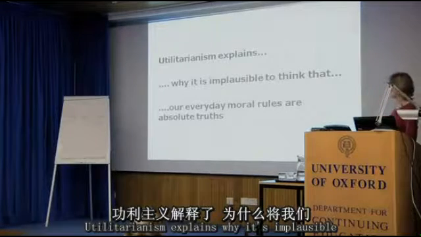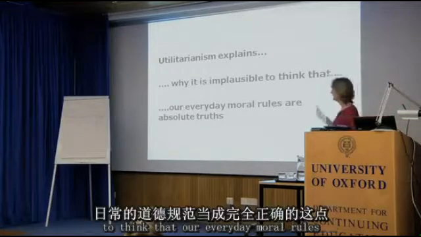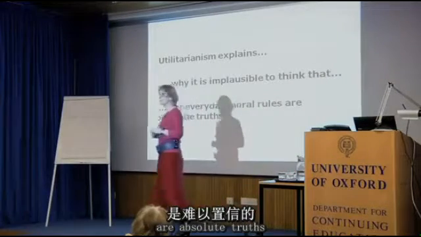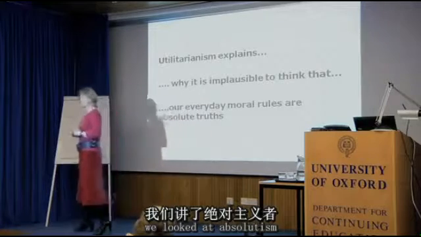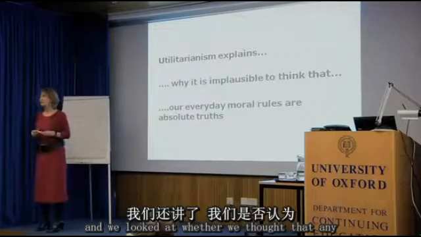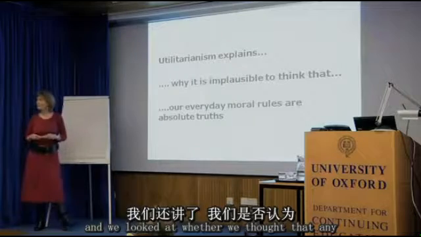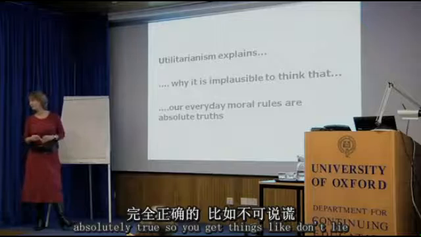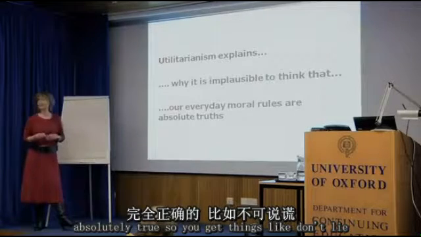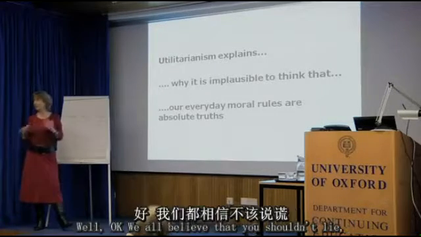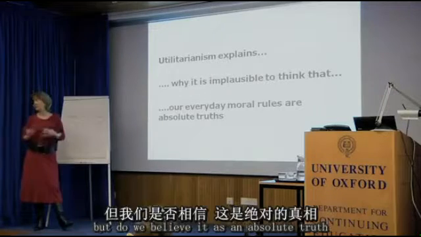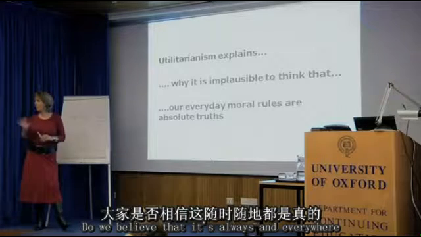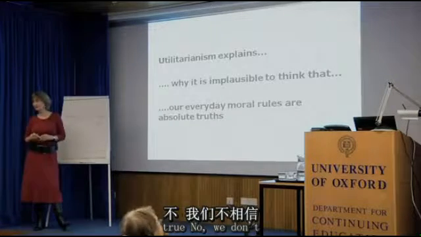The utilitarian explains why it's implausible to think that our everyday moral rules are absolute truths. Do you remember in week 1 we looked at absolutism, and we looked at whether we thought that any of our ordinary everyday moral rules are absolutely true? So you get things like don't lie. Well, okay, we all believe that you shouldn't lie, but do we believe it as an absolute truth? Do we believe that it's always and everywhere true?